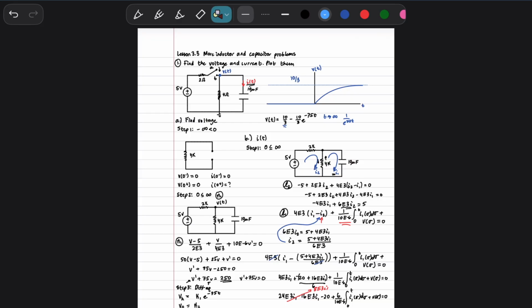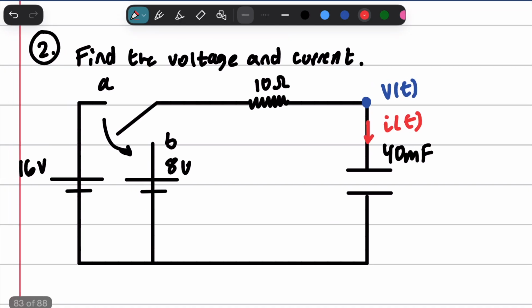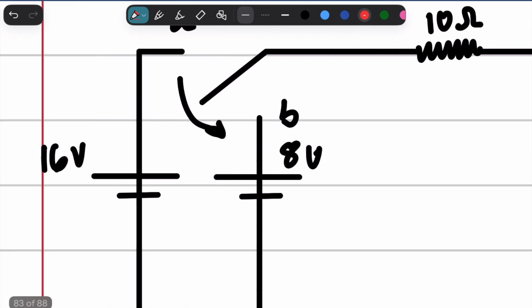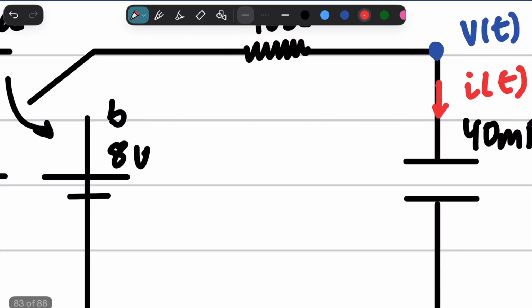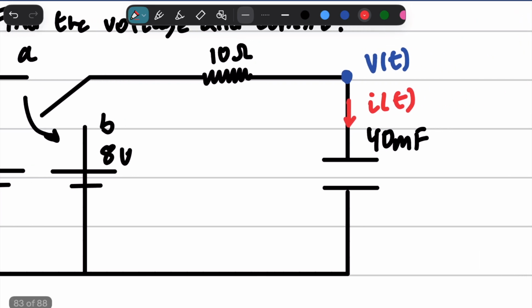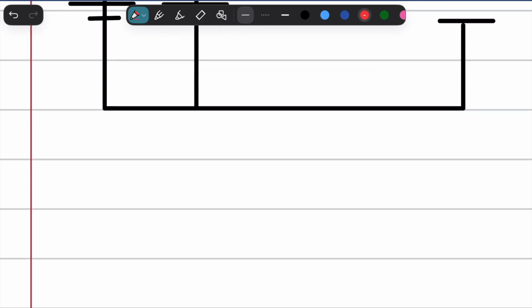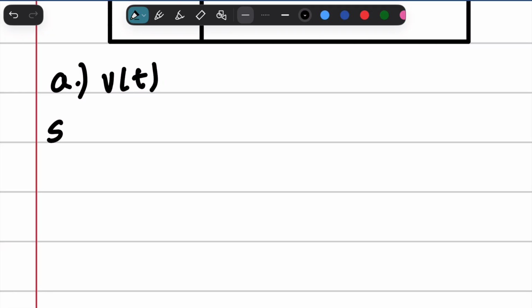Let's go ahead and do the next one. Alright, here's problem 2. It looks like we're switching between a 16 volt battery and an 8 volt battery for this capacitor right here. So step 1, as always, we're going to go ahead and find voltage first. So step 1, as always, the negative infinity portion.